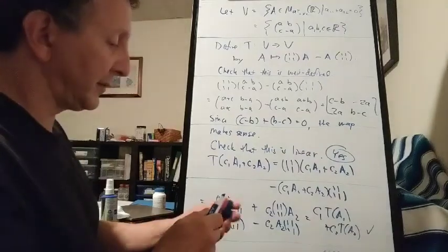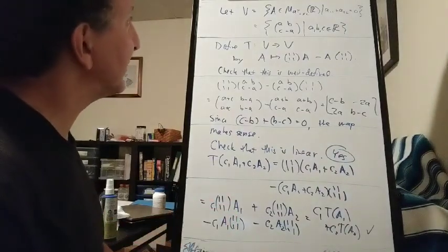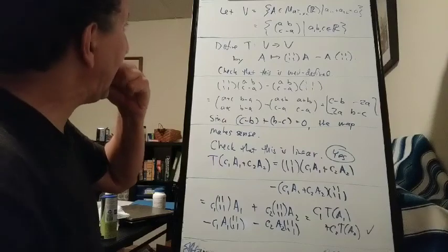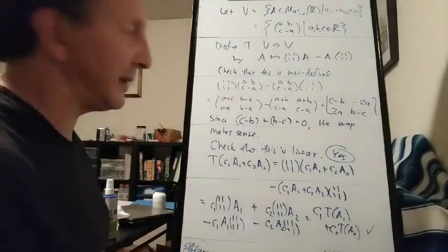All right, now let's look for a natural basis of the space V and find the matrix of T with respect to that natural basis.